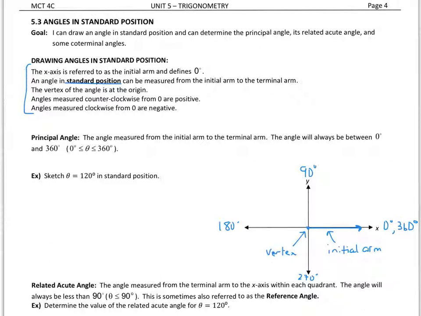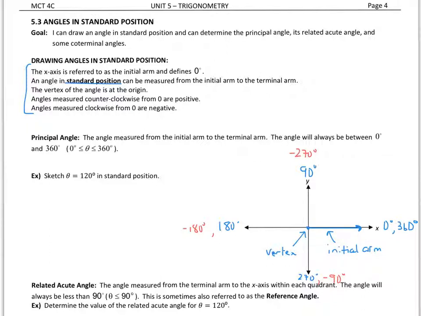If I measure angles in a clockwise direction, then we say that they're negative. So if I go negative 90 degrees, negative 90 degrees is the same as positive 270 degrees. 180 degrees is the same as negative 180 degrees. 90 degrees would be the same as negative 270 degrees. So that's going in the clockwise motion there.